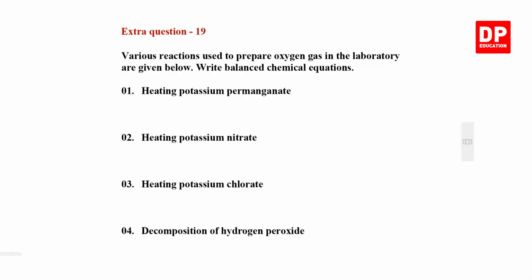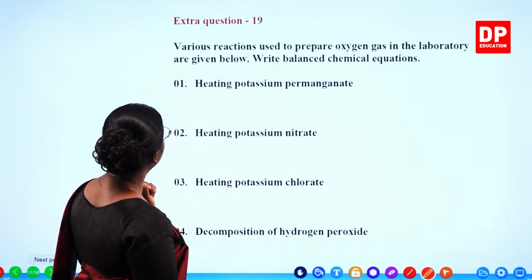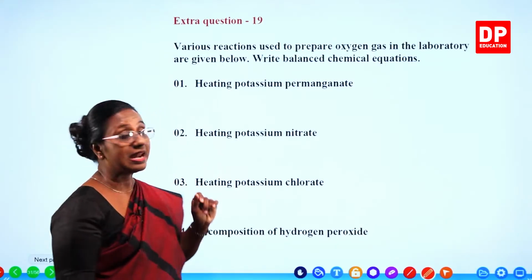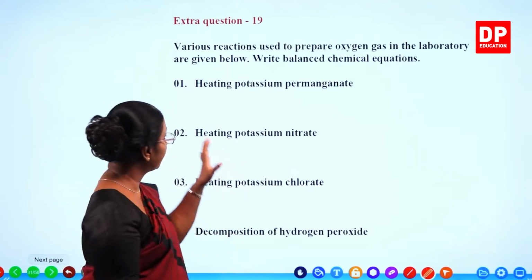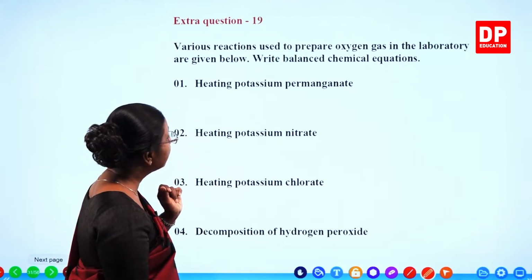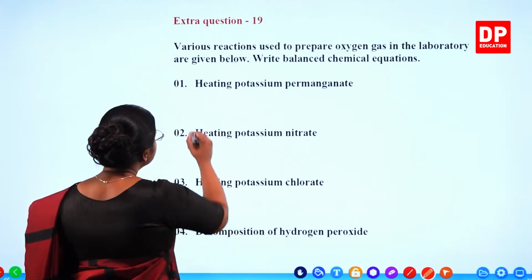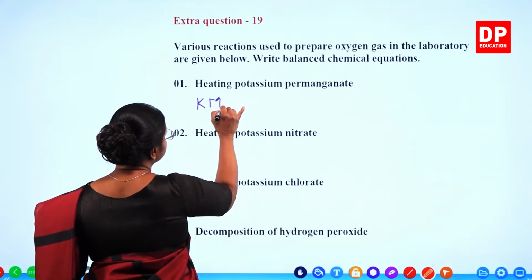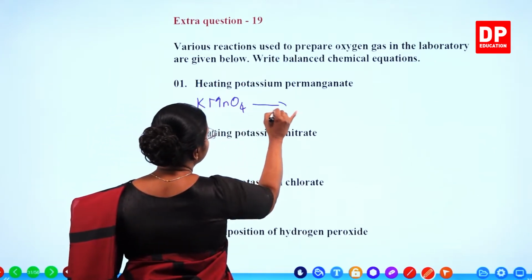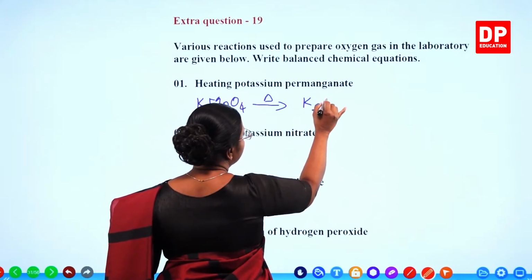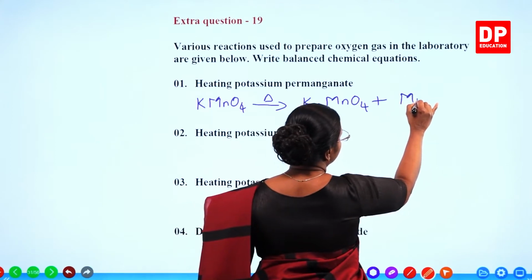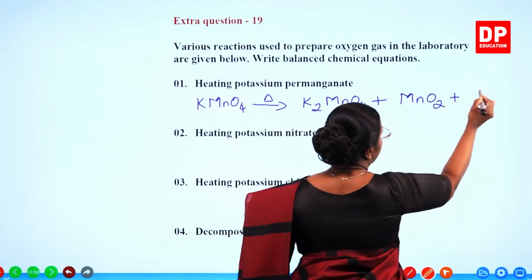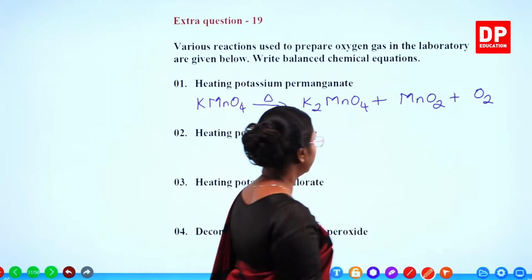Extra question 19. Various reactions used to prepare oxygen gas in the laboratory are given below. Write balanced chemical equation. So you have to write the balanced chemical equations. You are familiar with those. First one, heating potassium permanganate. That is KMnO4. That will give rise to K2MnO4, potassium manganate. Then manganese dioxide, MnO2. And oxygen O2.